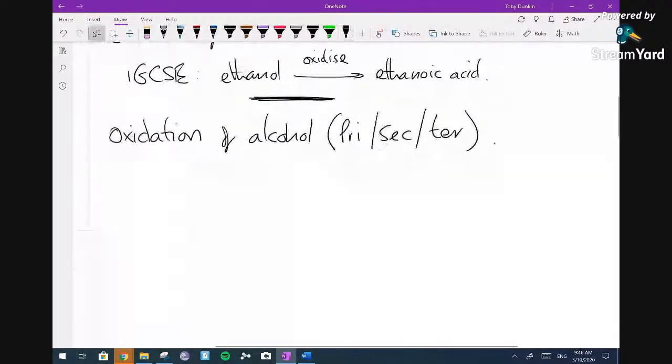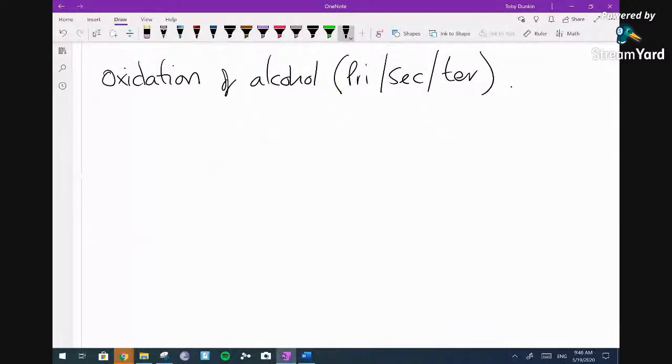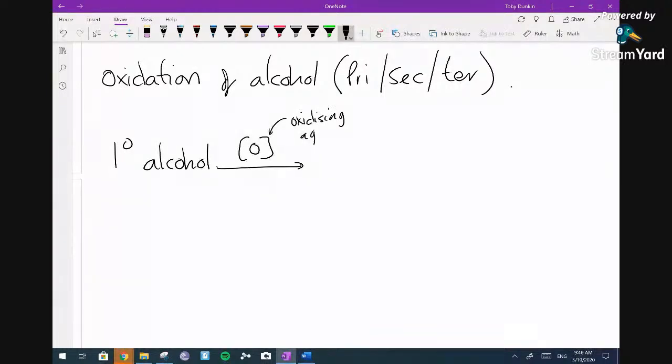So with a primary alcohol, such as ethanol, we can oxidize it. And now I'm going to start using the symbols that you need to know for A level. This O here represents an oxidizing agent. And the example of an oxidizing agent is potassium dichromate.